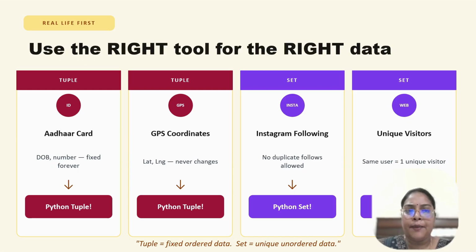Before writing a piece of code, let us understand the right tool for the right data. When you are using an Aadhaar card where your date of birth is fixed, or GPS coordinates, we use a tuple, because latitudes and longitudes will never change. Whereas for your Insta followers and unique visitors, we will be using sets.